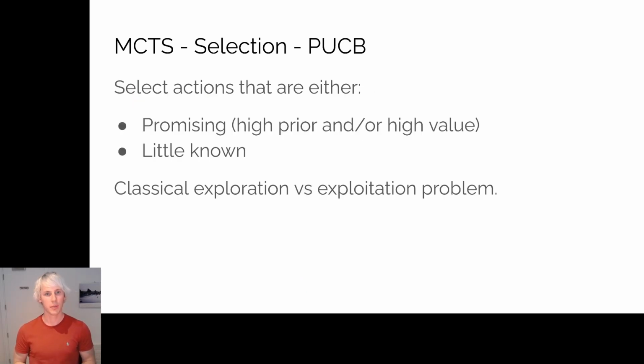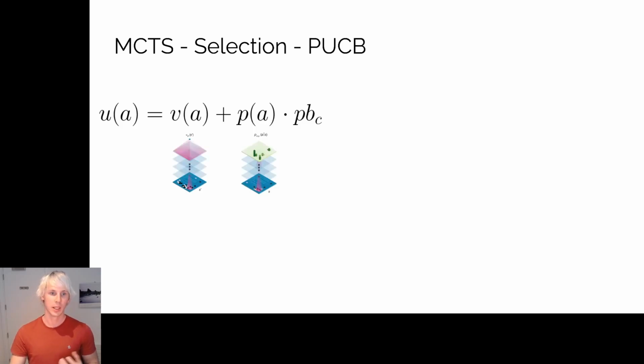And here we want to trade off. We want to, on the one hand, explore very promising actions, most likely to lead us to a win. But on the other hand, we also want to explore parts of the tree that we know very little about. We want to trade off exploration and exploitation. And the formula we use for this, PUCB, at its very essence, gives us a way of combining the estimates of our two networks, of the value and of the policy network.